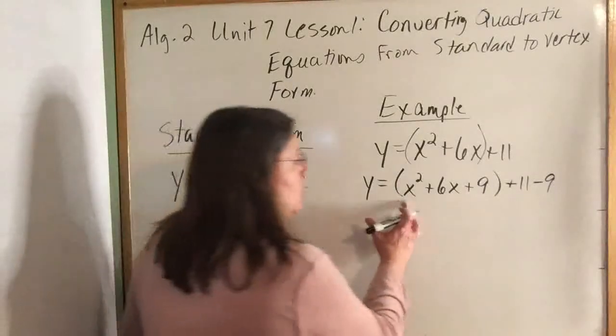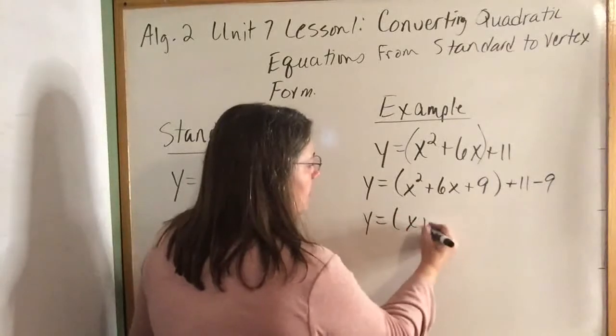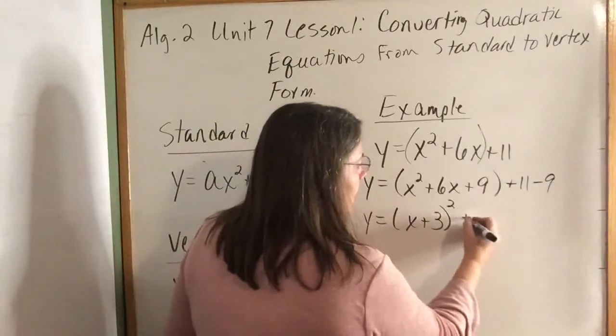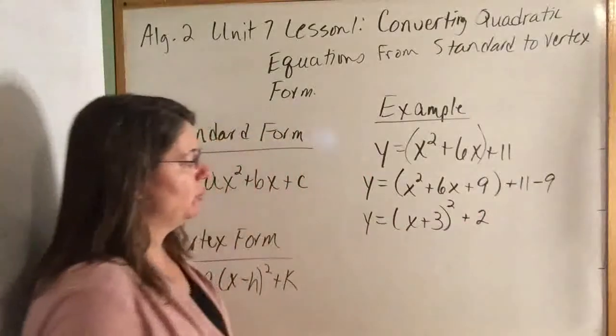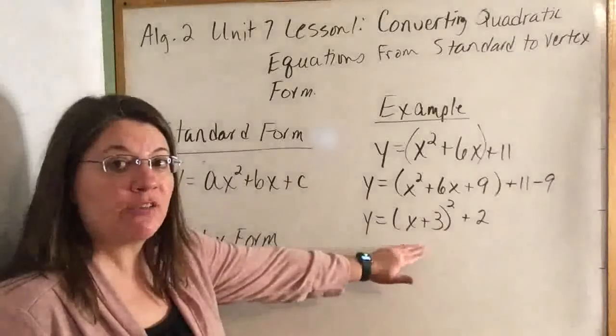So now I'm going to factor this. I've got y equals x plus 3 squared, and 11 minus 9 is a plus 2. I have accomplished what I needed to do. This is now in vertex form.